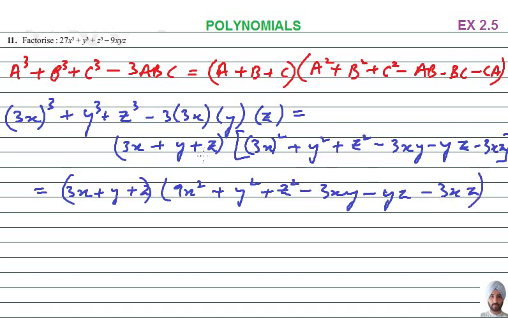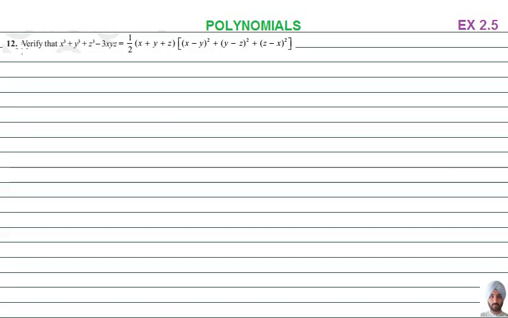Okay, so that's all. This is your answer. Why? Because if I'm going to open this, you will be getting this again. So don't open. You have something multiplied by something. That means factorized form. Okay. Now let's move on to the next question.